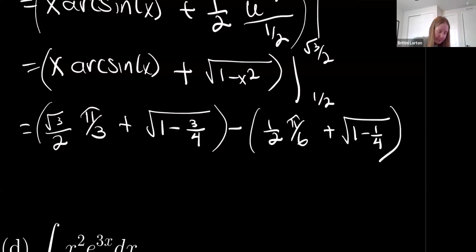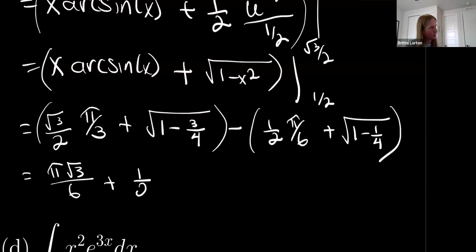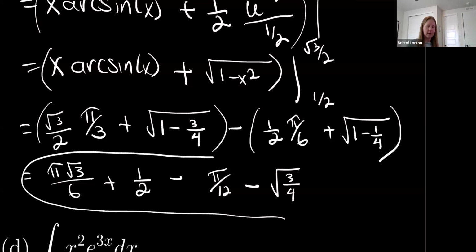And then you could simplify, combine your like terms: pi√3/6 plus 1 minus 3/4 is 1/4, and the square root of 1/4 is 1/2. Okay, and then I have minus, then that became a pi/12, plus, I might as well just distribute that negative and make that a minus, the square root of 3/4. Ta-da! I suppose I could combine some more, get a common denominator if I want to, but I don't think that's necessary. Ta-da!